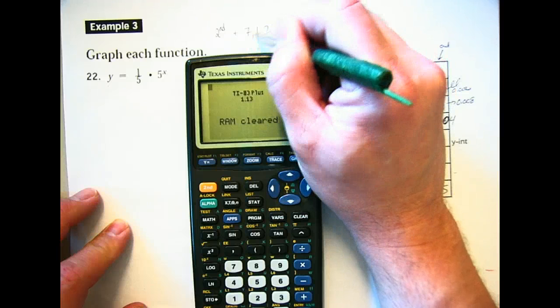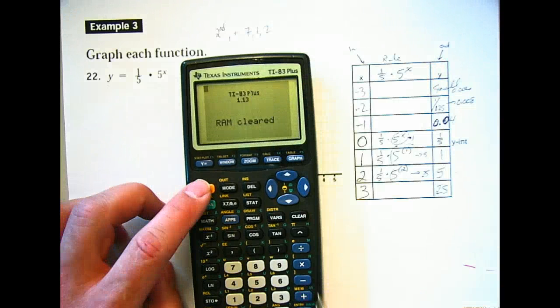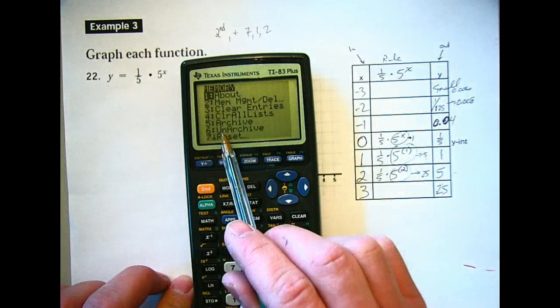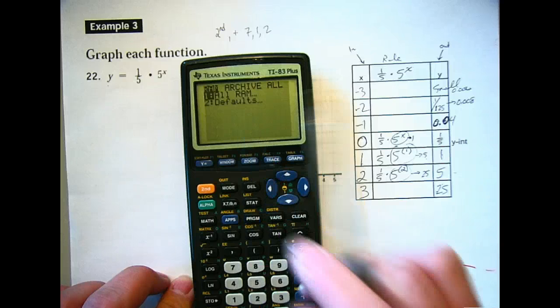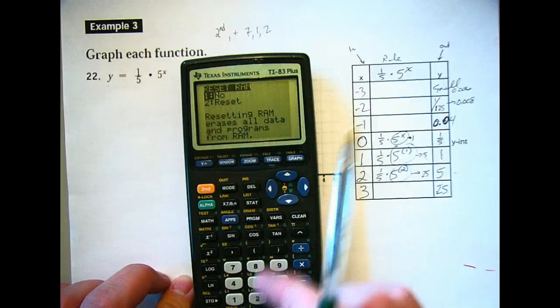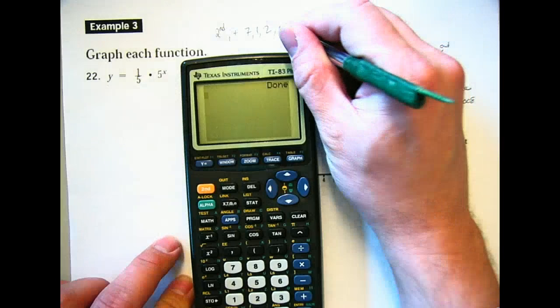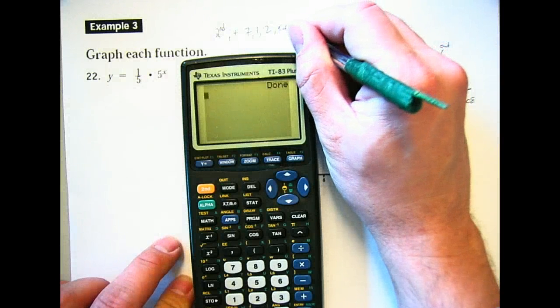Second gets us to the memory when we hit plus. 7 says reset. 1 is all RAM. 2 is reset, confirm. And then if you hit enter, you're back to your home screen. Okay? All right.